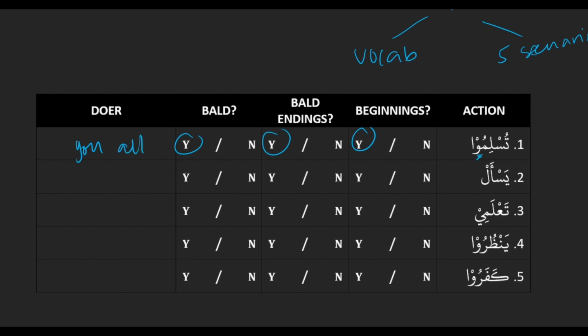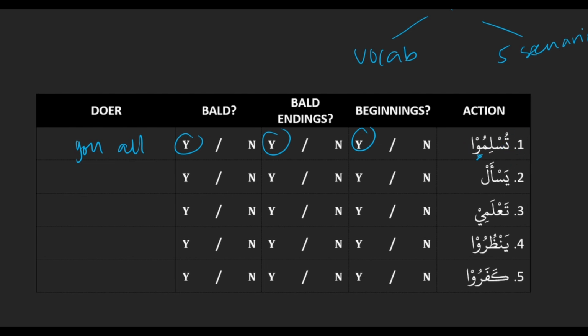Do you know why we're looking at the beginnings, not just the endings? To make sure that it is present tense? Exactly, to make sure it's present tense, because the u could look like a past tense if you just look at the ending. So we have to look at the beginning as well to determine that it is actually present tense.